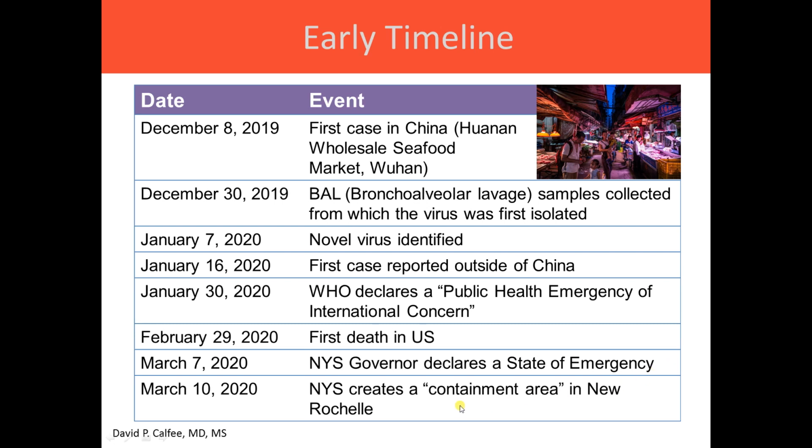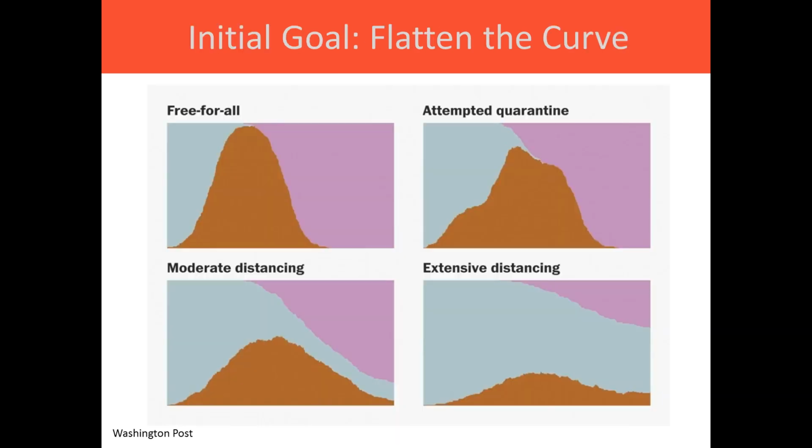Then we had this containment area in New Rochelle, which is just north of New York City, where it really got rampant, right? So basically, this is sort of the timeline where it happened. March 10 was when New York City was really hit by this, and so there was a lot of talk about how to convince people to flatten the curve, how to minimize human-human contact, right? Minimize it in various ways, for example, quarantining or moderate distancing or extensive distancing.